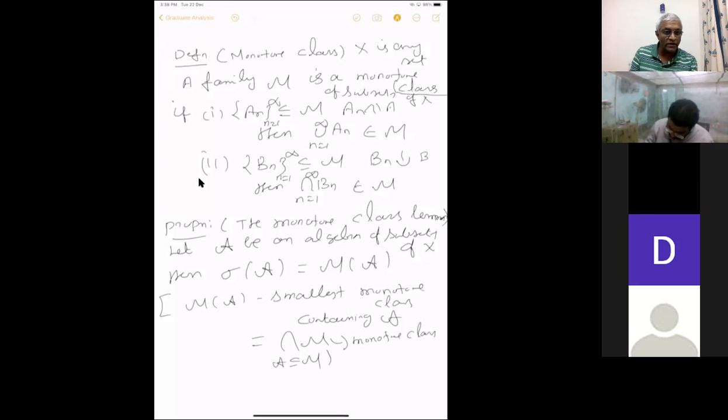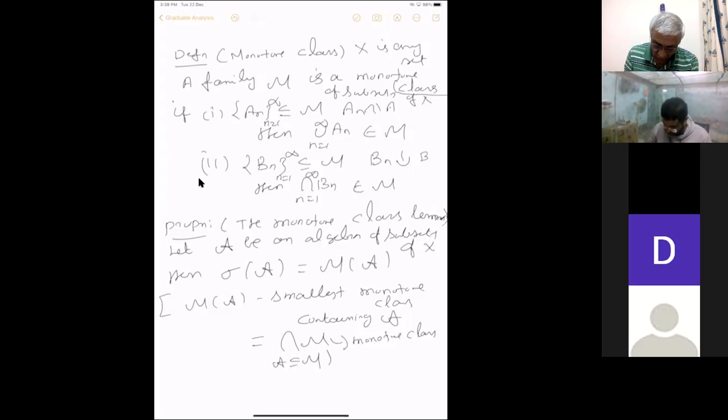You take all monotone classes which contain A and take the intersection. There is one monotone class, of course: you take all subsets, the power set, which satisfies all the axioms. So that is a monotone class. You just take the intersection of all those things. So there exists one, this intersection is well defined, and you have the concept called the monotone class generated by something.